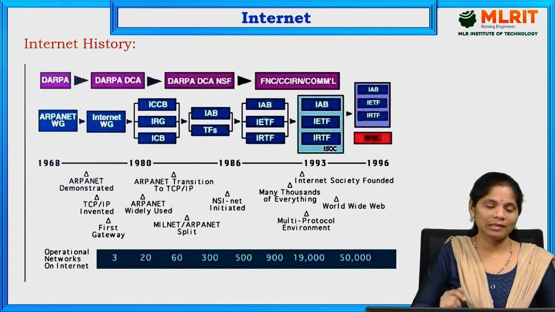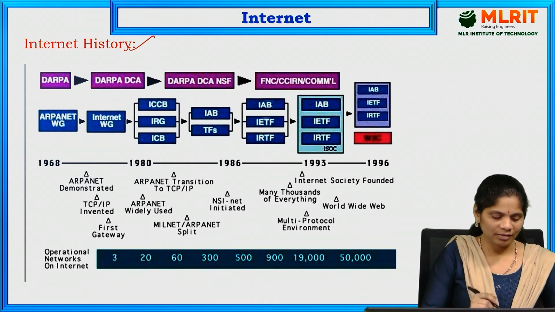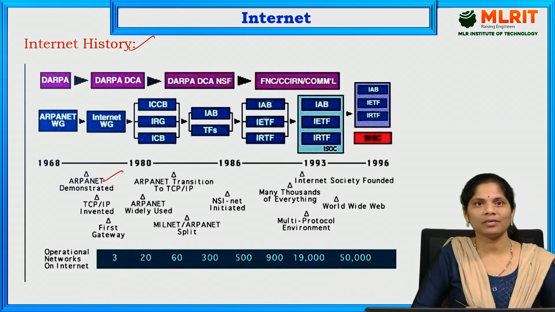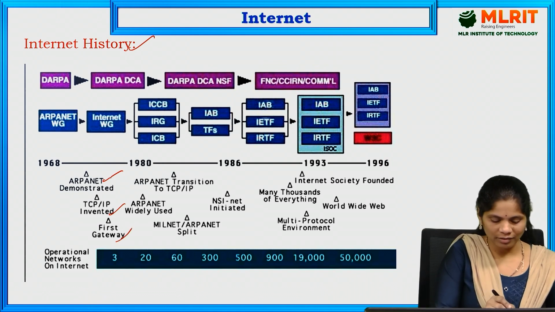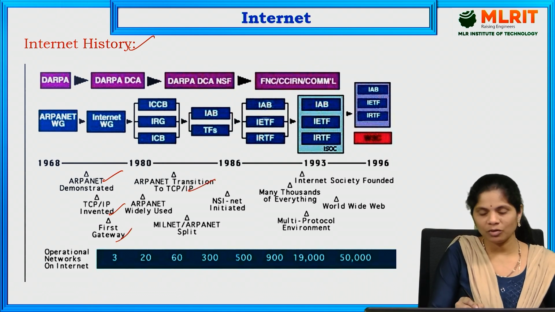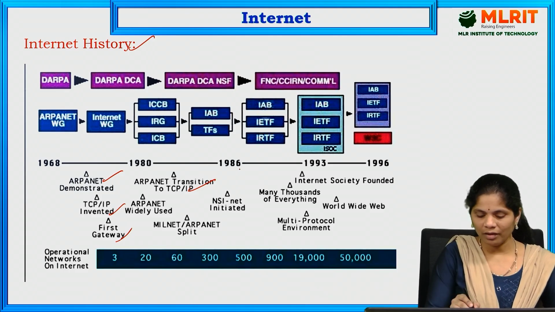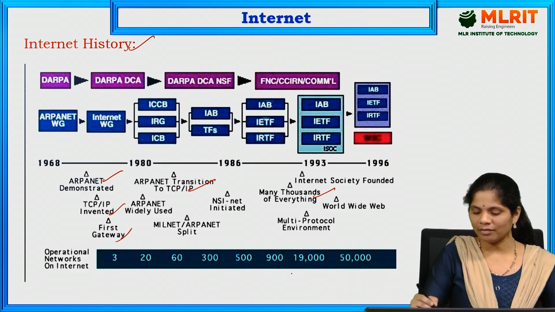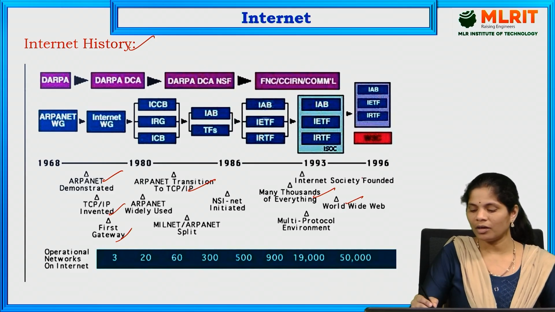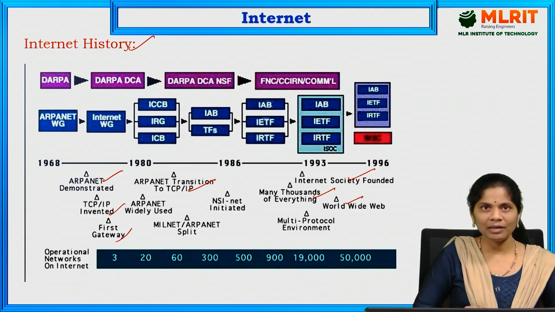And next, what is the history of the internet? In 1968, ARPANET was demonstrated. First, ARPANET was demonstrated, and TCP/IP was invented. That is the first gateway. Next, ARPANET transitioned to TCP/IP, and then it came into use. In 1986, it grew to many thousands of networks. Finally, it was connected to the World Wide Web, and the Internet Society was founded. That is about the history of the internet.